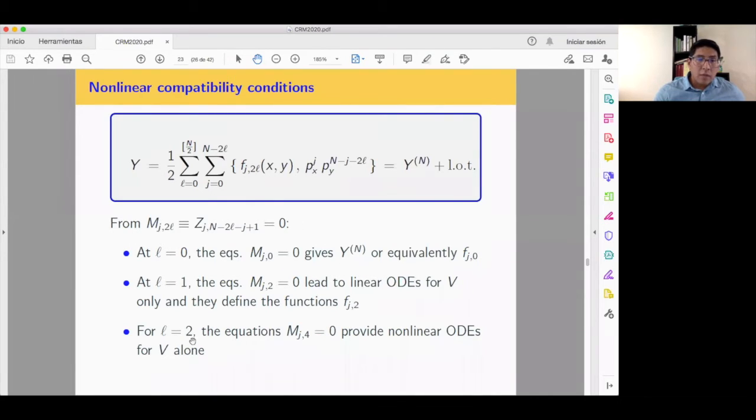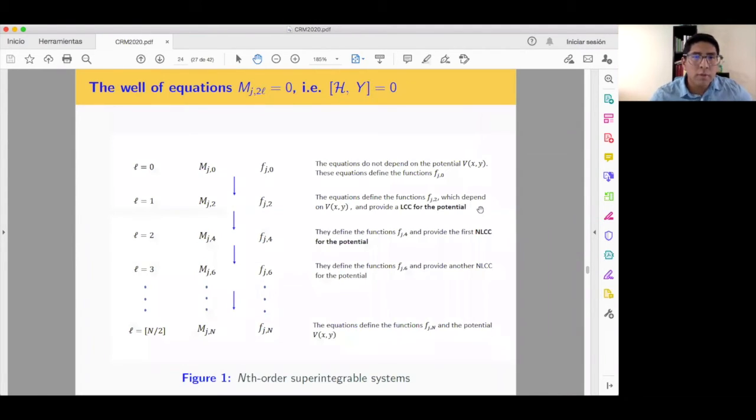After that, for L equals 2, nonlinear equations start to appear for the potential. This is where we focus, on the third level. In a diagrammatic way, this is what's going on. At L equals 0, the determining equations do not depend on the potential, so we can solve them easily.